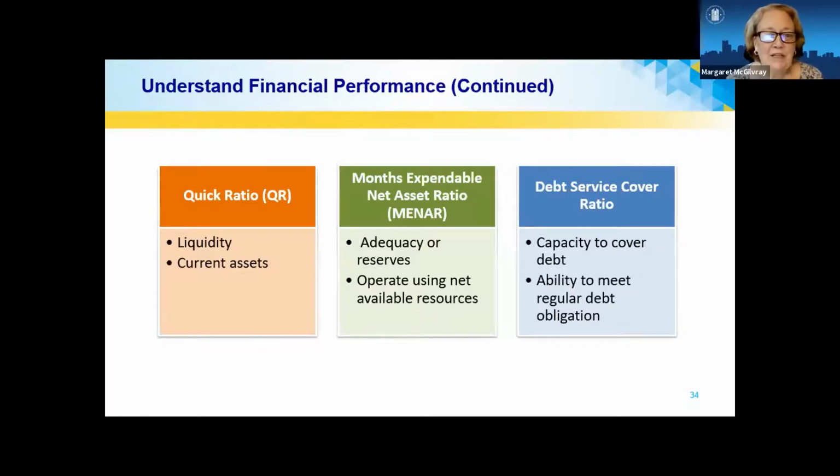Okay, we'll proceed on to strategies for improving financial performance. Okay, next slide.